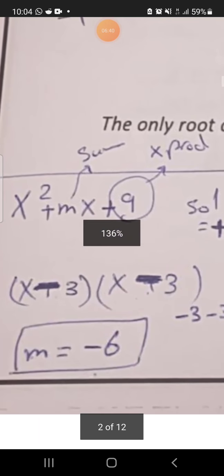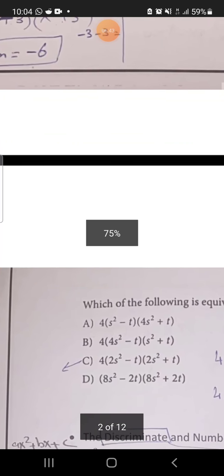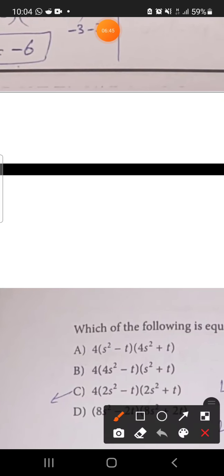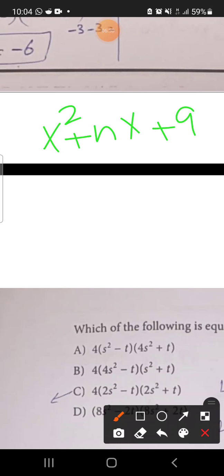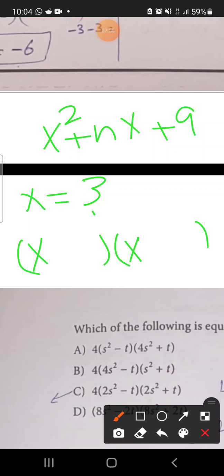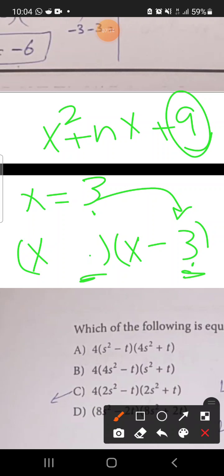Let's see this question here. I will write it alone. Okay, if you have x squared plus nx plus 9, and the root equals 3, get n. What will you do? You will factorize, right? x squared, x and x. For 3, you put the opposite, so it will be negative 3 here. What about this number? As we said, this is the product of the two factors, right? So 3 times what gives you 9?